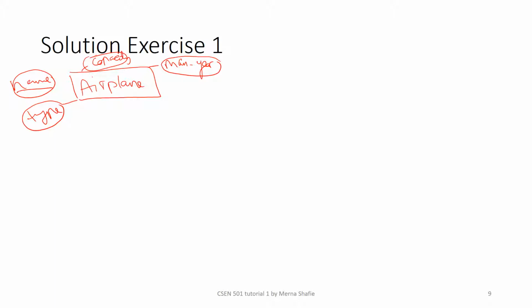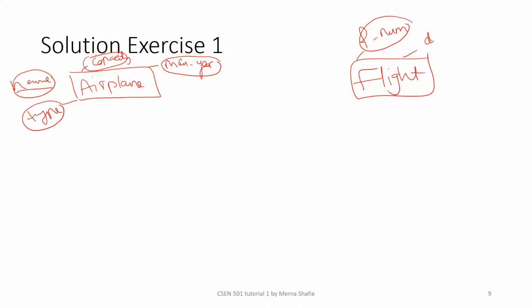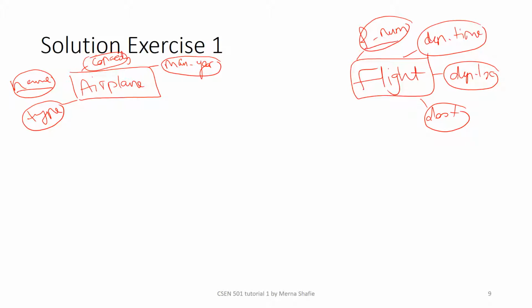Now we also have a flight, which is another entity. And this entity had which attributes? It had flight number, departure time, departure location, and destination. And it was also said that the number of the flight is a unique one, so I'm going to use it as my primary key.